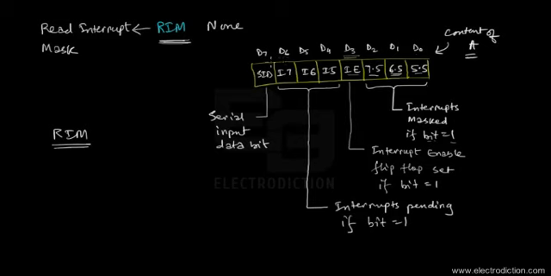Next, we have the bits D6 to D4, which monitor for pending interrupt requests. If any of the bits from D6 to D4 is at logic 1 level, then it means that an interrupt request on the corresponding interrupt line is pending at the present moment. And finally, we have the bit D7 that monitors the serial input data bit.